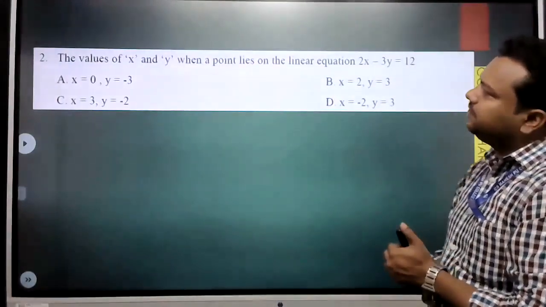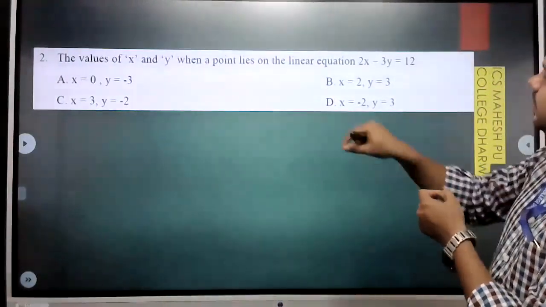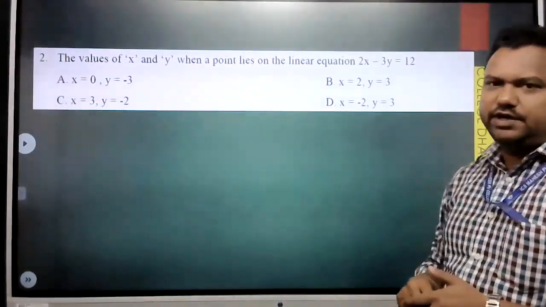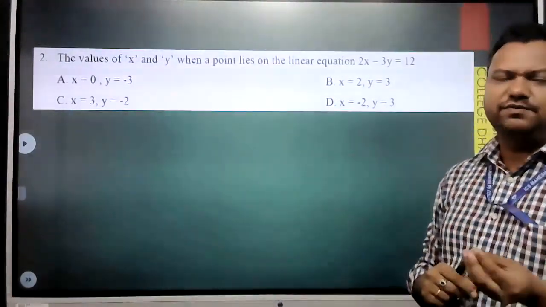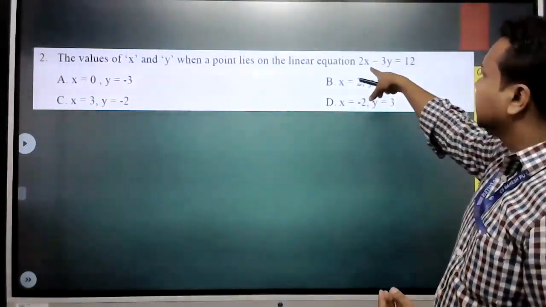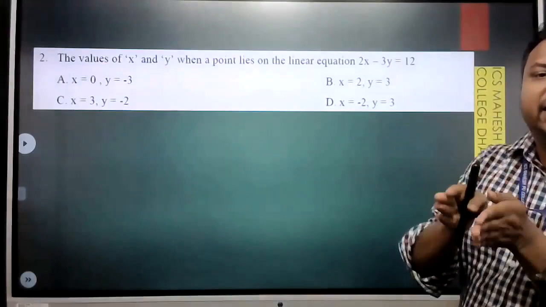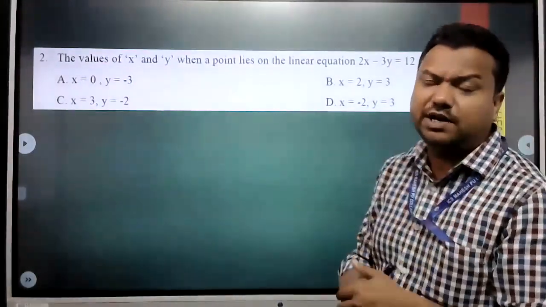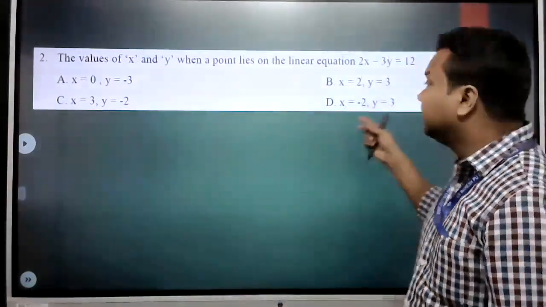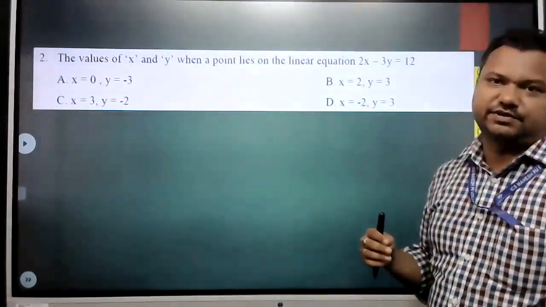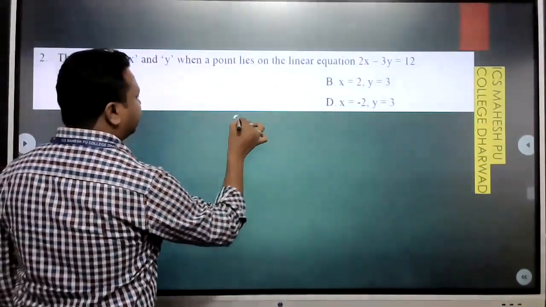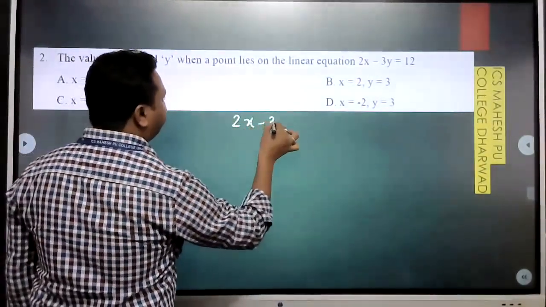The next question asks for the values of x and y when a point lies on the linear equation 2x - 3y = 12. So they are asking for the values of x and y. When you substitute them in the equation, it will satisfy LHS and RHS. So if I'm talking about the values of x and y, or the solution of the linear equation, I think in this case the easiest method is the trial and error method. That is the best way, right?